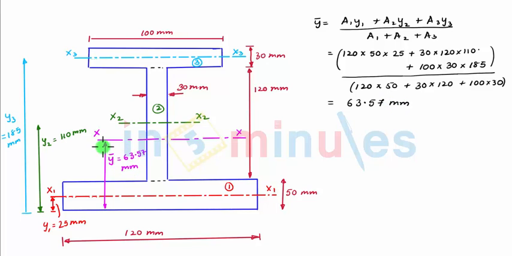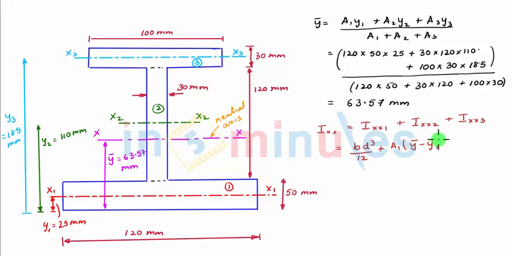Next we find out the moment of inertia of total I section about its centroidal xx axis, which is also your neutral axis. Your Ixx will be given as Ixx1 plus Ixx2 plus Ixx3. Now since the centroidal axis of each of the parts does not pass through the centroidal axis of the total section, we will need to apply the parallel axis theorem. So Ixx1 will be given as BD cube by 12 plus A1 into y bar minus y1 the whole square.